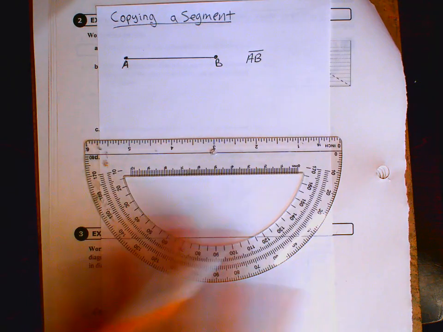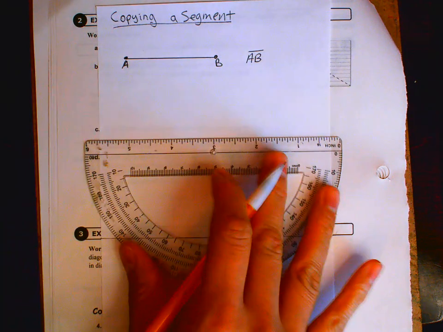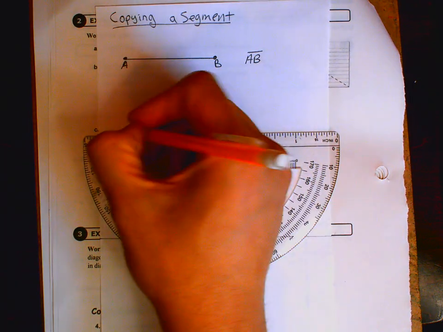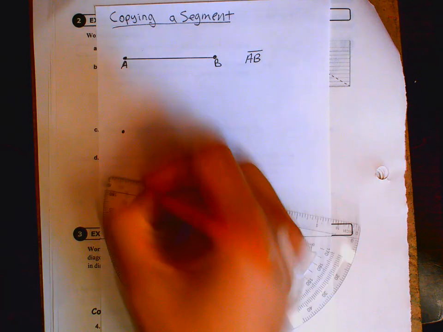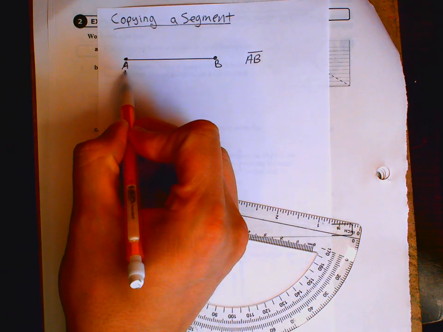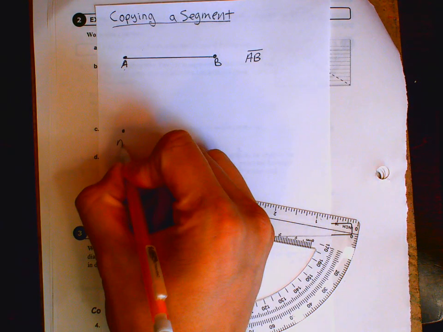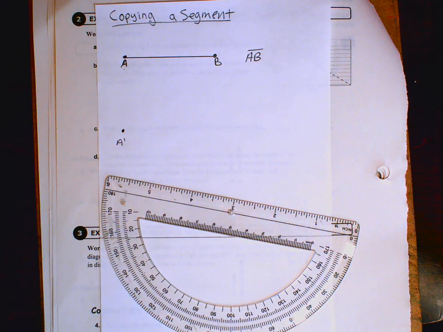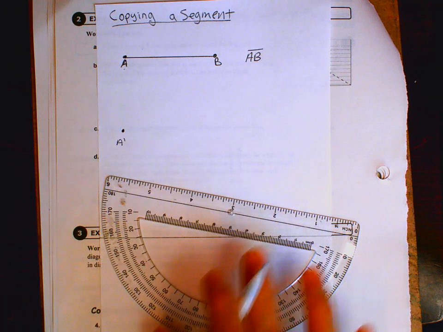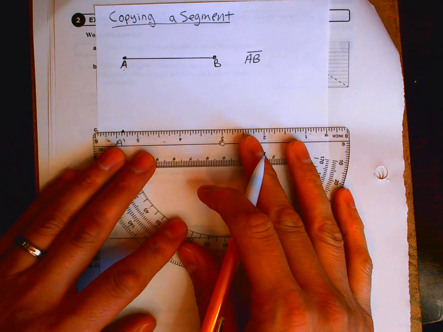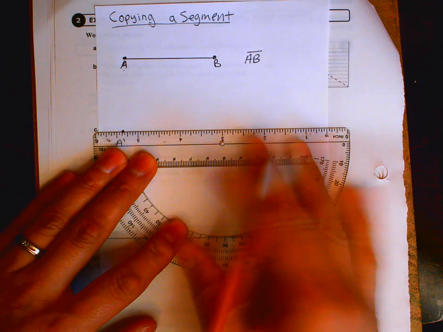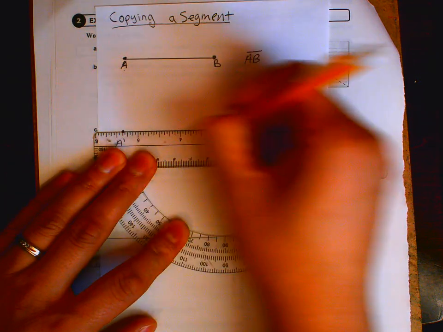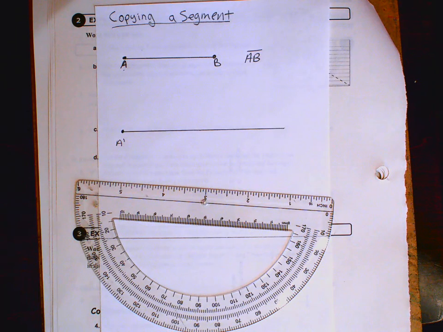Okay, so in order to do this, you need to do this first. Select an endpoint and that's going to be the copy of A. So we're going to call that A prime, getting us introduced to notation. Now from A, I want you to draw a line that is visually bigger than segment AB, just bigger. How big? Who cares? Just bigger.